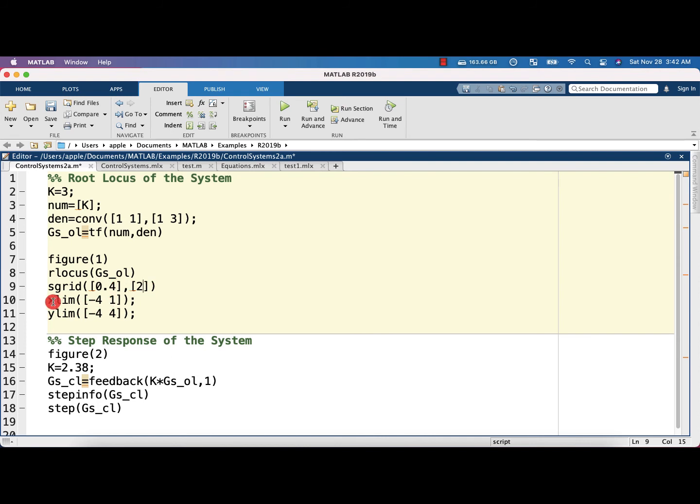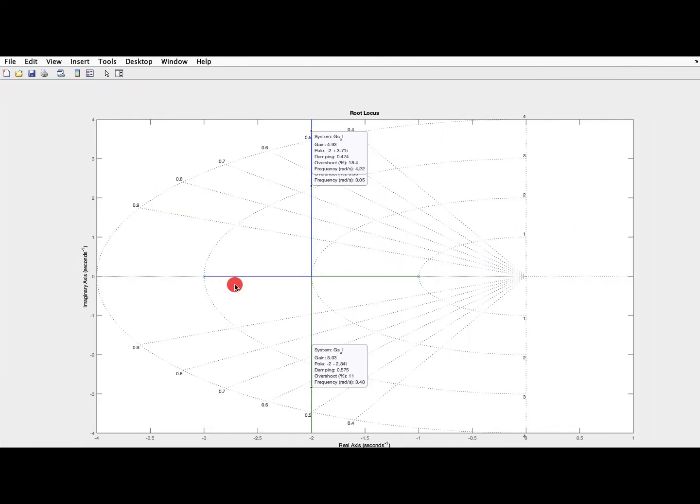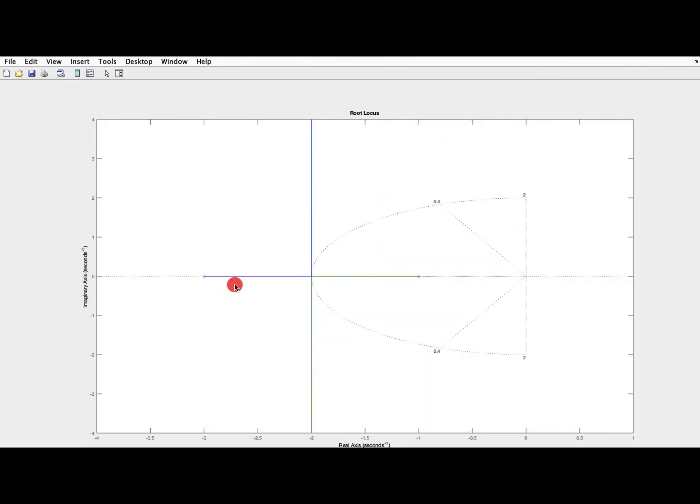Now what is the function of this command? It sets the x-axis limit, so your x-axis will be from -4 to 1, and similarly with the help of this command we are setting the y-axis limit. The y-axis will start from -4 and go up to 4, right? So first of all let's observe how this code is going to respond.